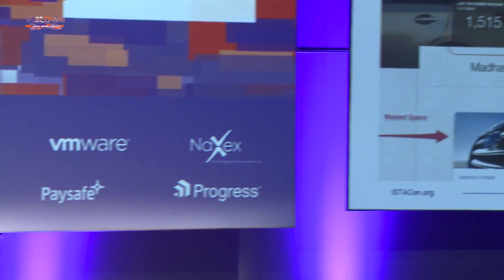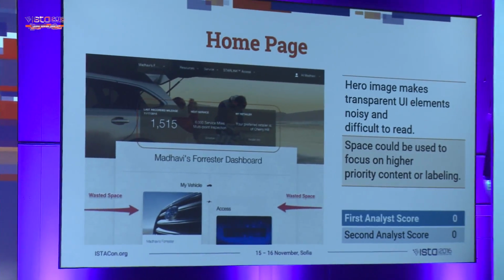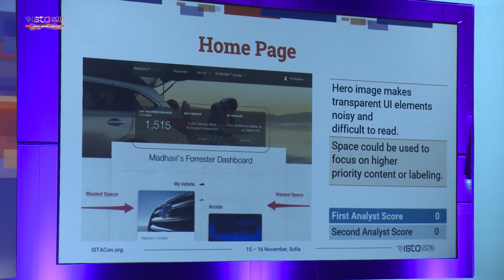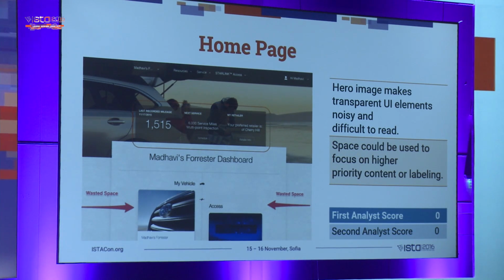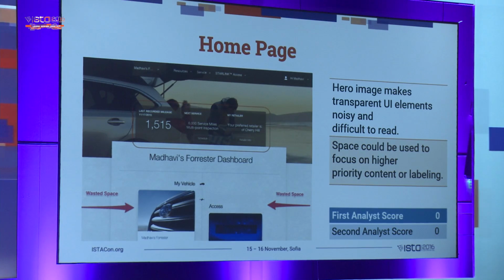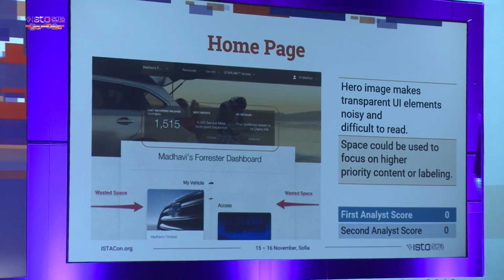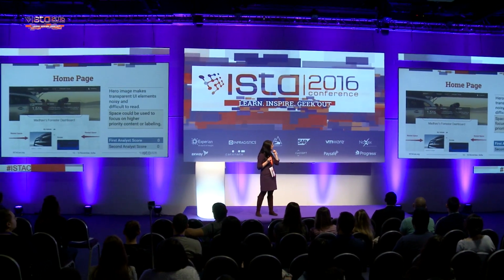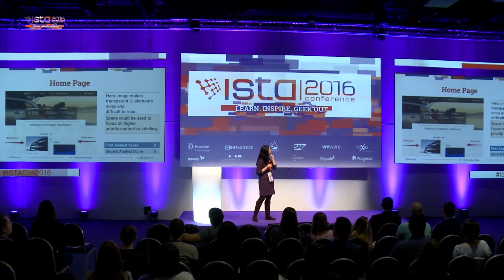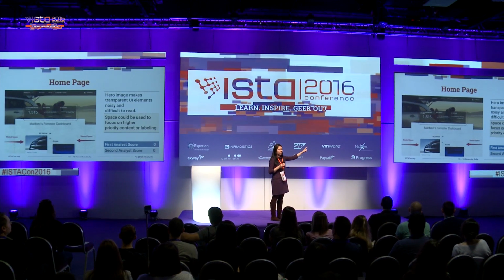The next example, once again, is a home page, and we are discussing the user experience upon landing. We have the same system from before, but the website. Once again, when we log in, we want to just walk up and unlock our car. And what we are seeing is one really big hero image that actually makes the UI elements noisy and difficult to read.